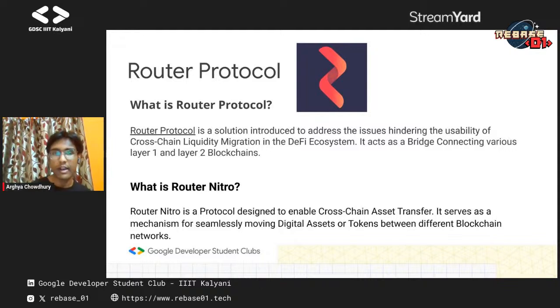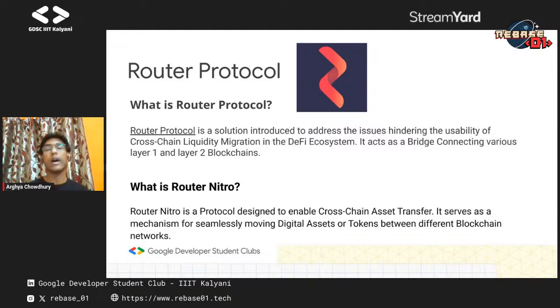So Router Protocol comes from Router. Now, what is Router? Router is a layer one blockchain. It's a blockchain solution of course. Router Protocol as a whole is a protocol which is meant to make it easy for you to send those assets and tokens cross chain. And Router is a layer one blockchain basically. So it has its own blockchain, and it has a token of its own as well. So it has a token which is called Router, not Router, I believe it was Route instead.